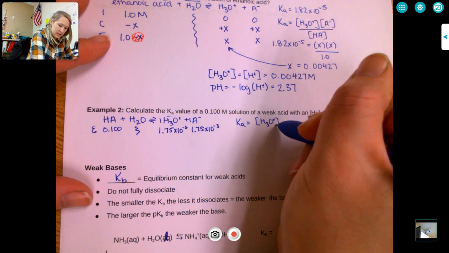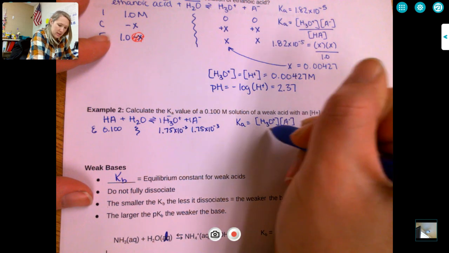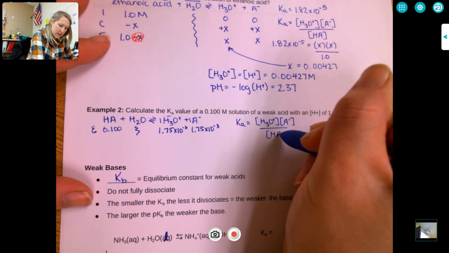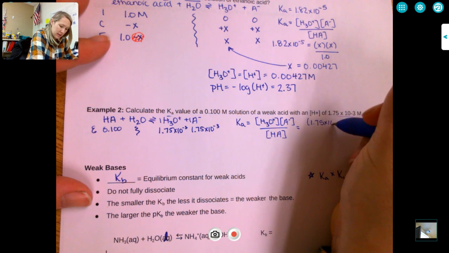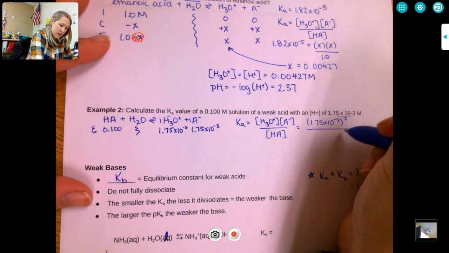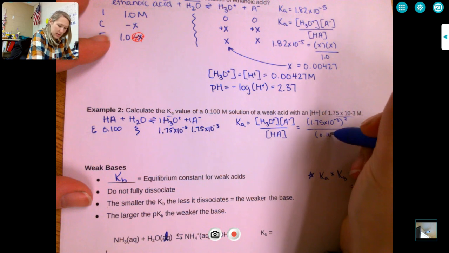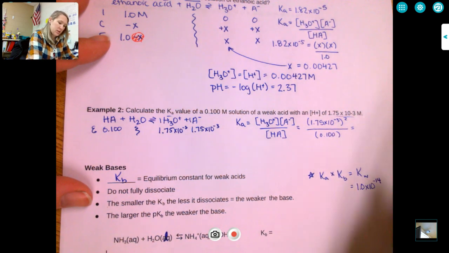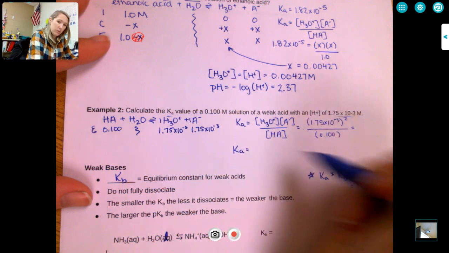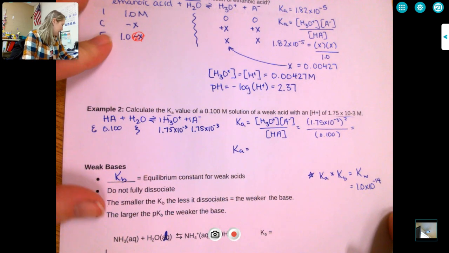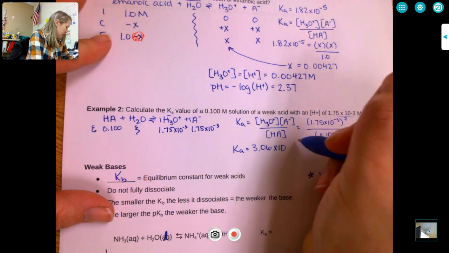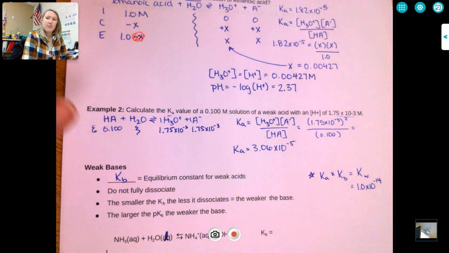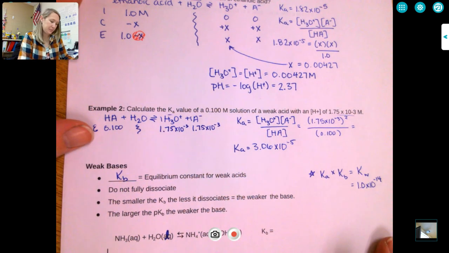So I'm looking for Ka, H3O plus times A minus over HA. I plug in 1.75 times 10 to the negative 3, squared, over my 0.1 molar that I had to start. I'll write this underneath because I'm running out of room. And when I plug that in my calculator, I get 3.06 times 10 to the negative 5. And just like our other Ka values, no units on them.